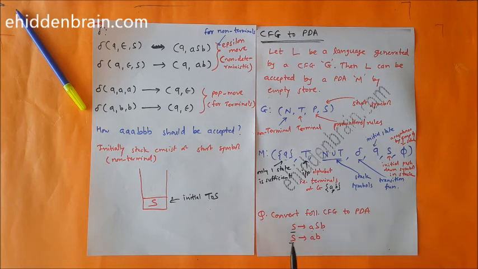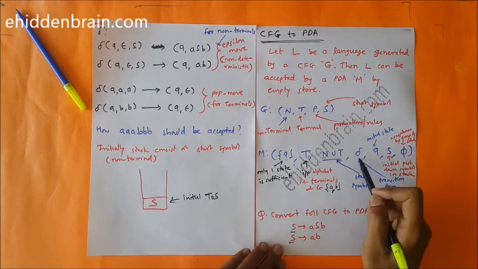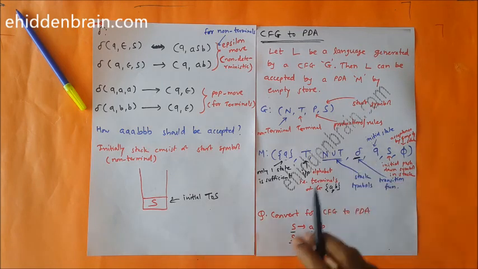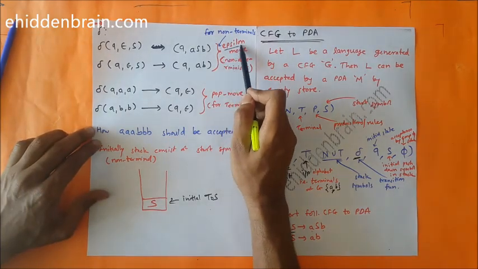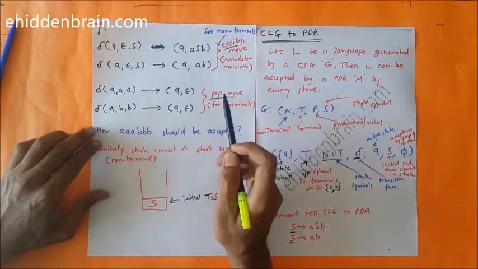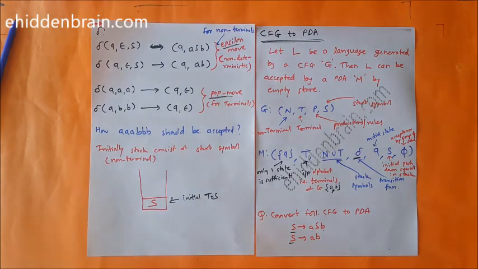And now let's try to see this question. The question says convert the following CFG to the PDA, and this is the question. This question consists of 2 productions. Now what we have to do is, when finding the delta, the delta will have 2 moves. What are these 2 moves? One is called an epsilon move, and the second is called a pop move.